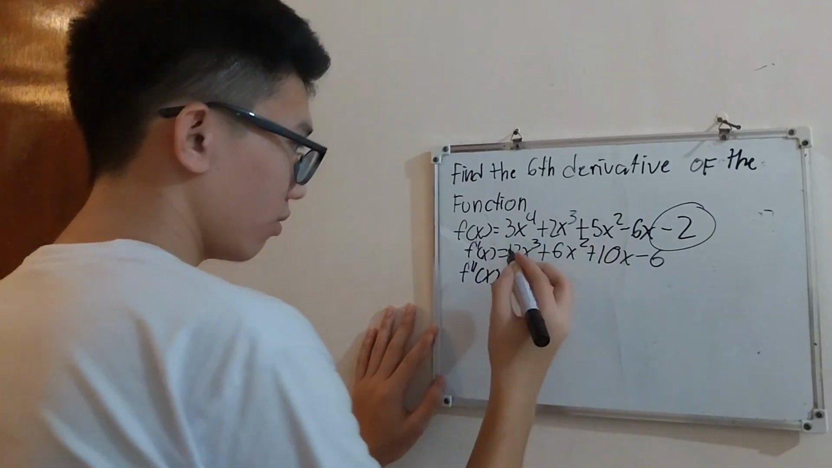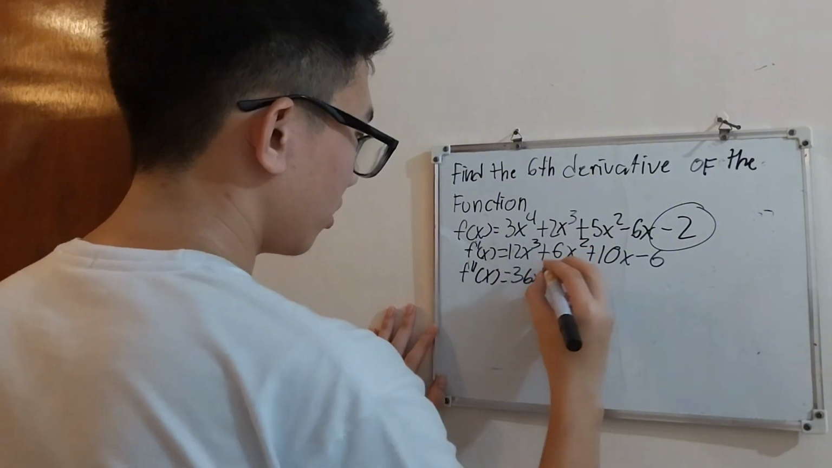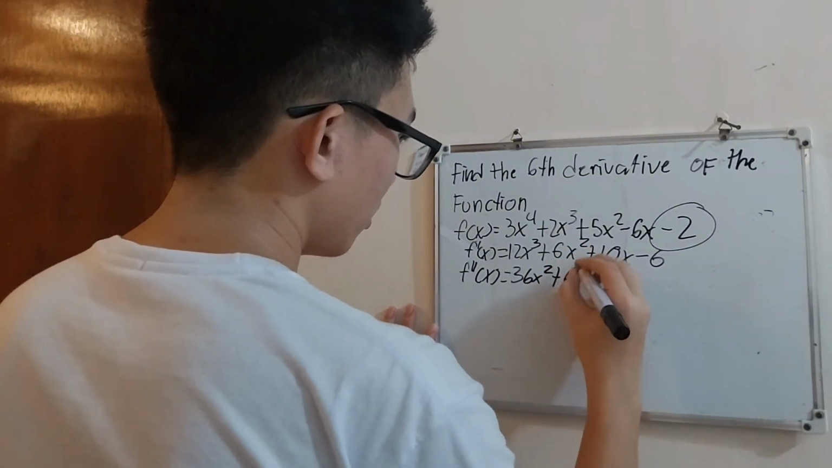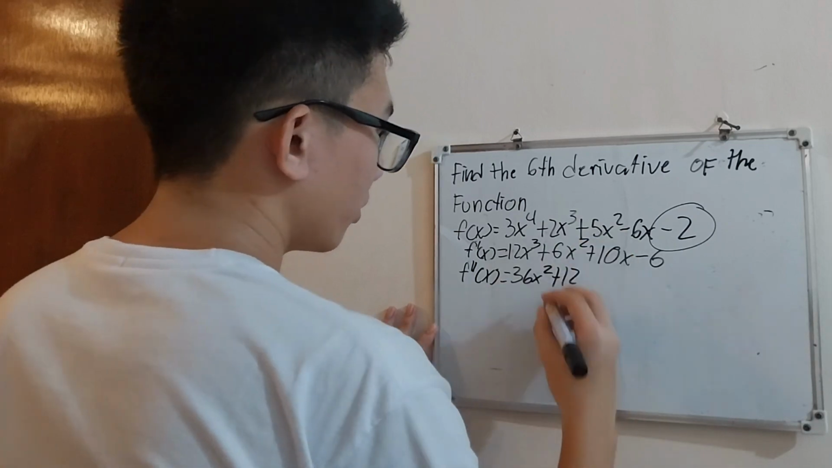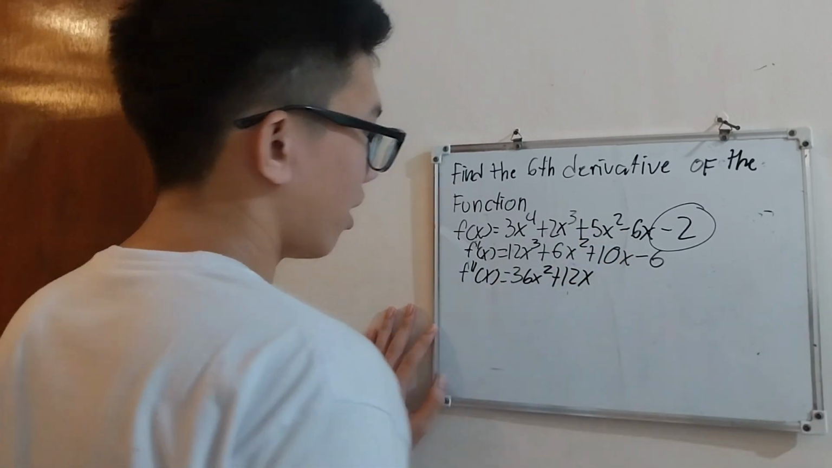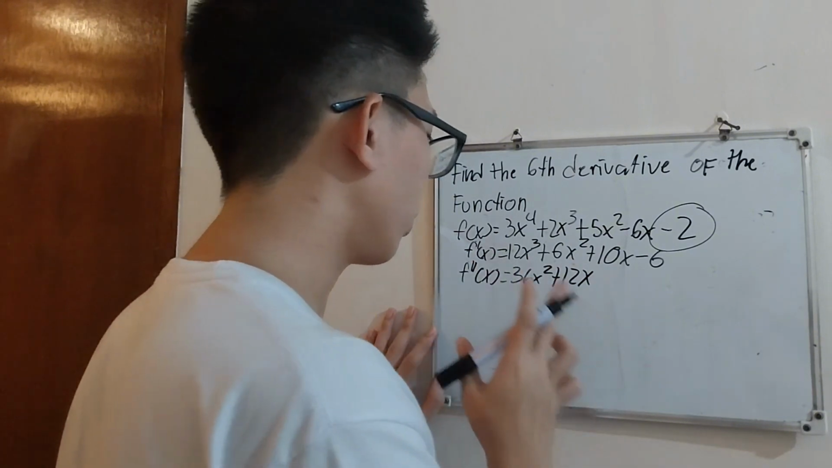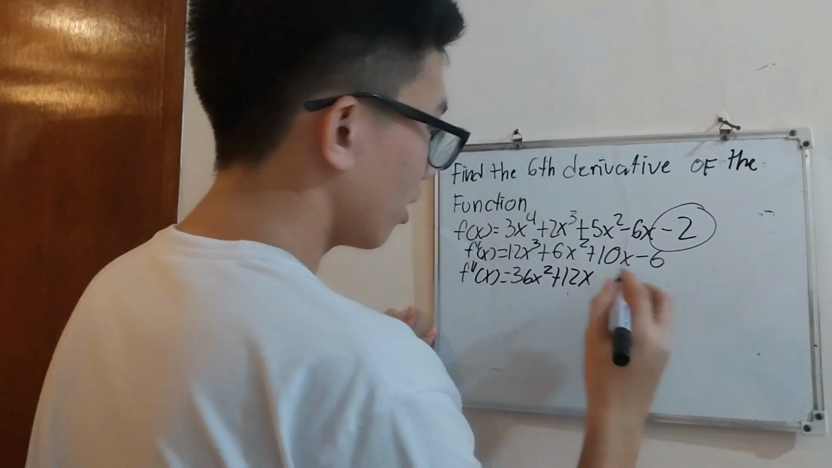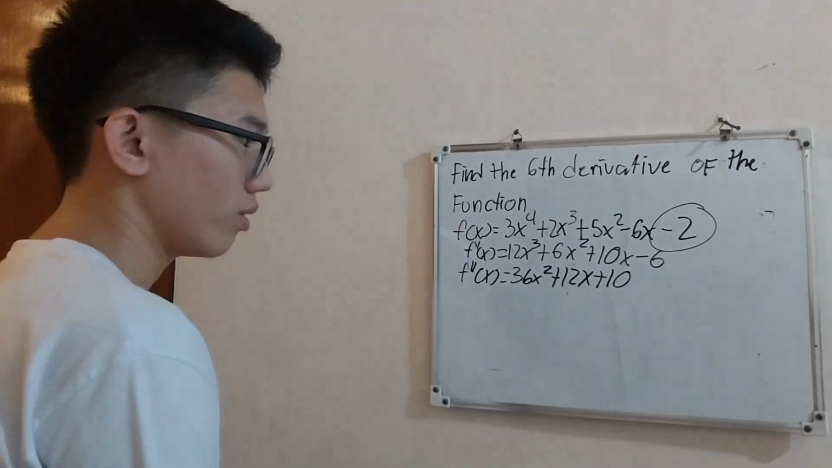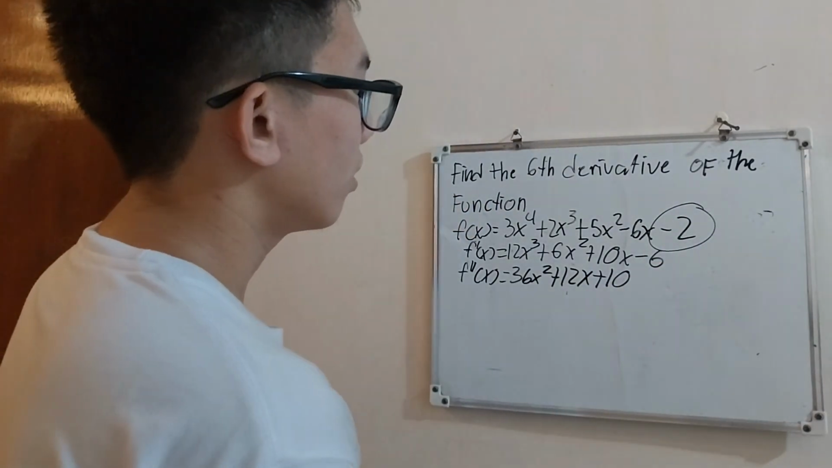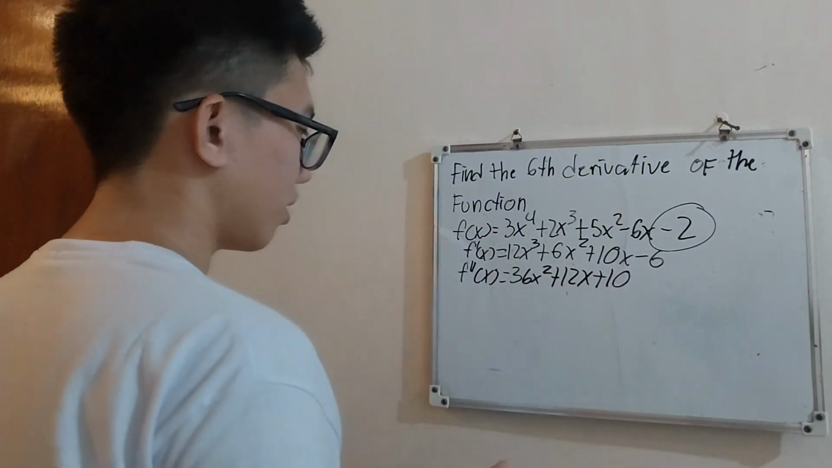We do the same thing. 12 times 3 is 36. 3 minus 1 is equal to 2. 6 times 2 is equal to 12. 2 minus 1 is equal to just x, which is 1, but all you have to do is just put x. Now this one here is 10, since 1 minus 1 is 0, so the x disappears. So I have to bring this down since it's a constant number.